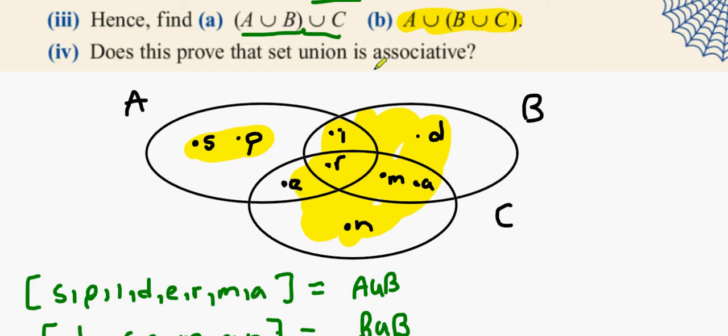So what does this mean? Is the order important? Which bracket you do first? It's not important because you ended up with the same answer. So this means that the union is associative. Associative means it doesn't matter which way you bracket it, you can still make it work.